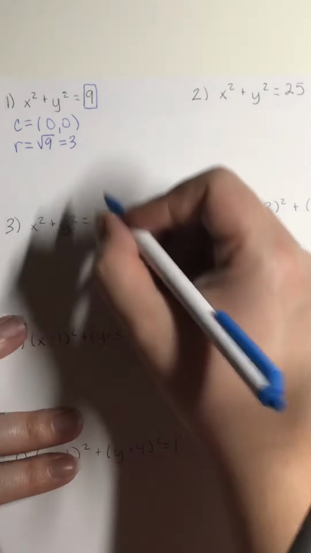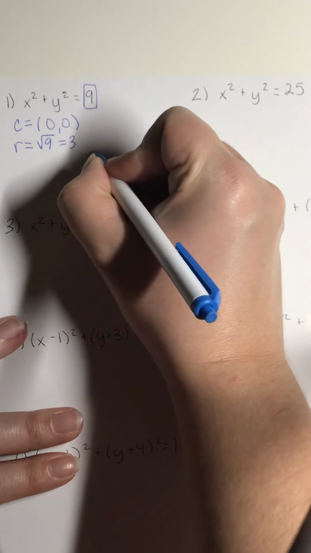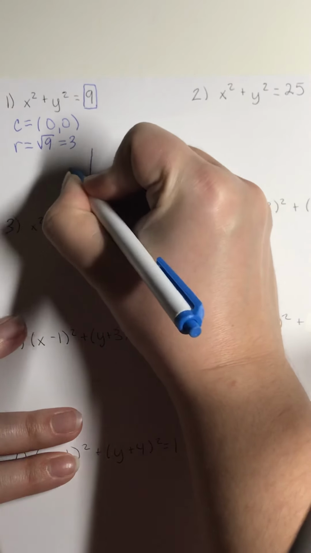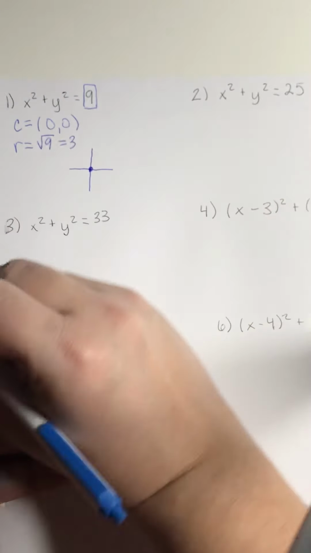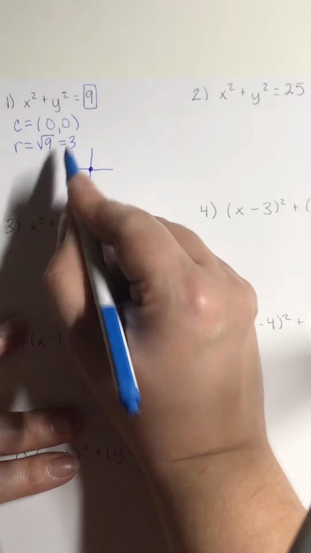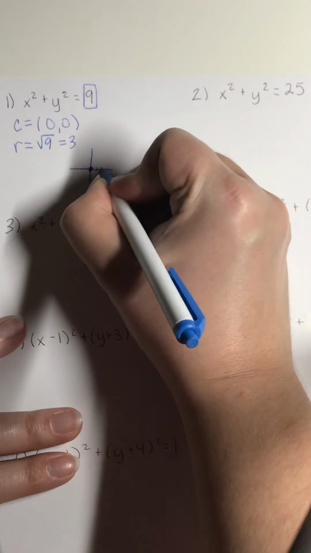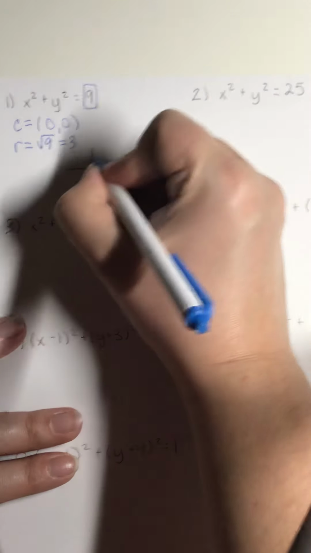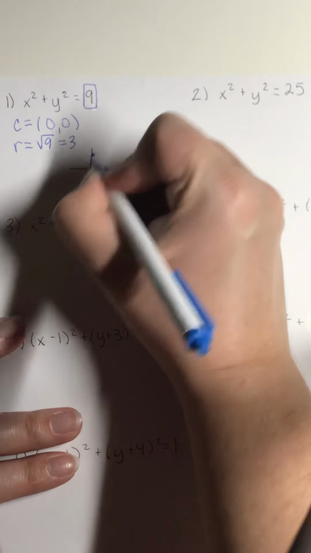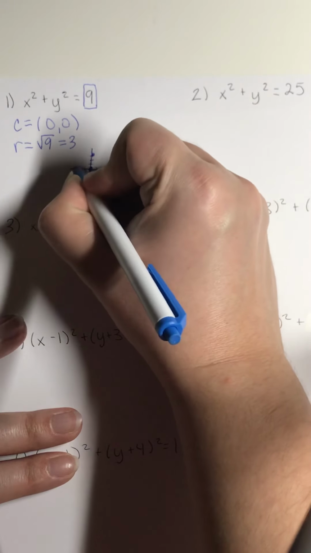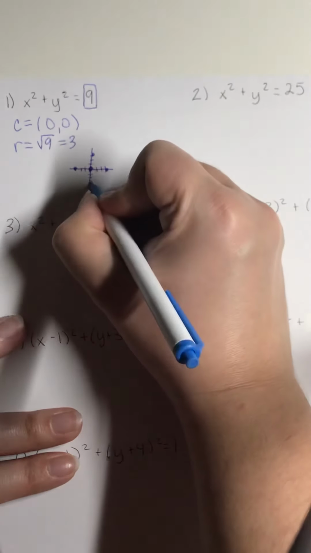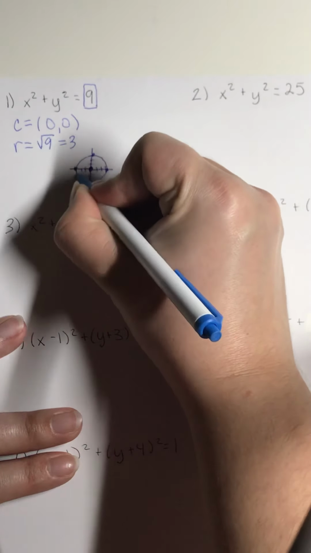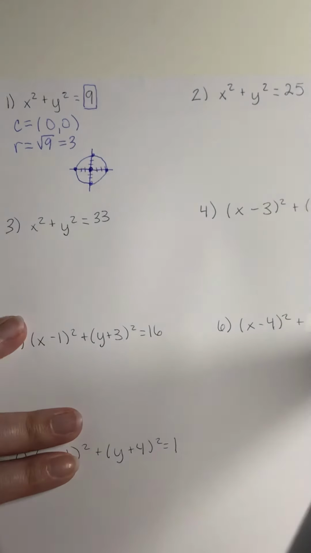Now to graph that, I'm just going to draw a little coordinate grid. Plot my center point right there at 0, 0. And since my radius is 3, I need to go 3 to the right, plot a point. I need to go 3 up, plot a point. 3 left, plot a point, and 3 down, plot a point. Then I connect those points, and that's how I draw the graph.